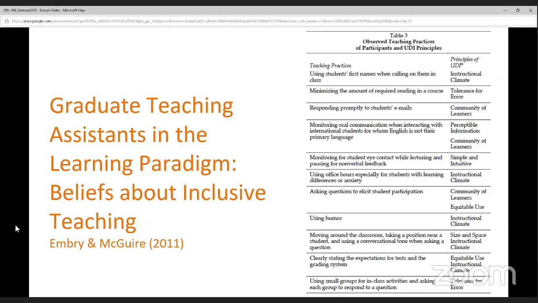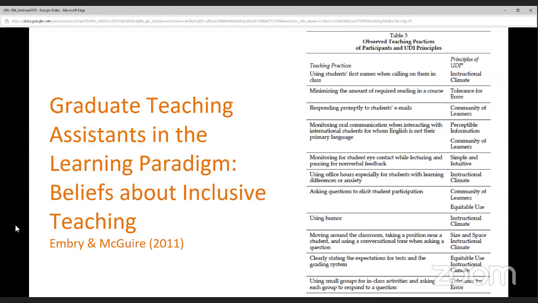So in this particular example, they investigated the beliefs of graduate teaching assistants who will graduate soon and will become instructors in colleges and higher education, about including diverse learners in their teaching and in their teaching practices. You can see in the example here that the observed practices were aligned with the principles of Universal Design for Instruction, UDI, a framework that is similar to UDL that is widely used specifically in higher education settings.